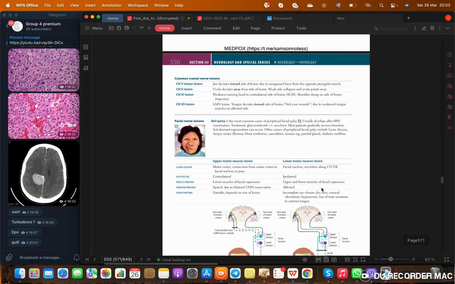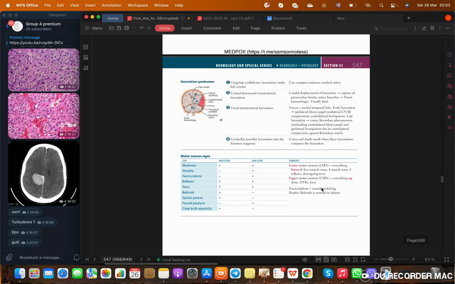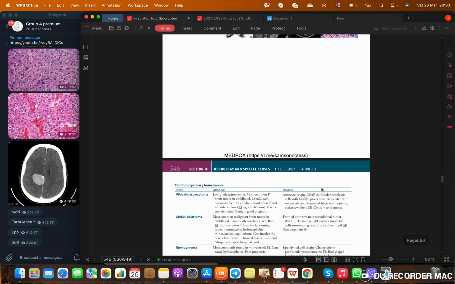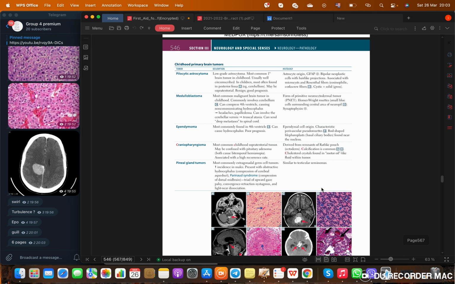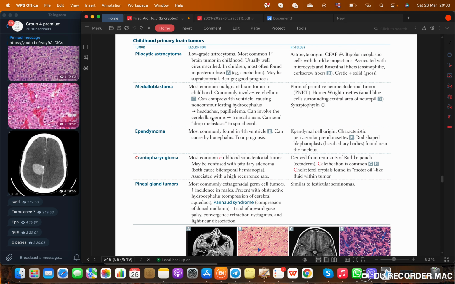How much do we have left? Okay, this. Oops. Okay, and this. Okay, so let's just try to finish the childhood tumors. The childhood primary brain tumors.